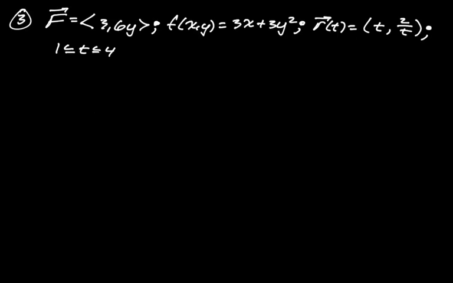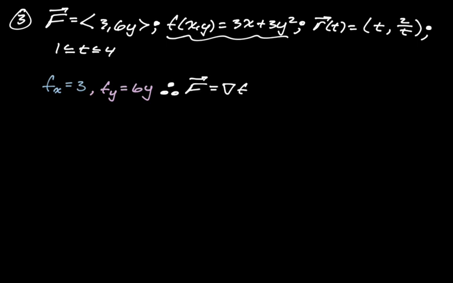Number 3, our vector field is 3, 6y. Our potential function is 3x plus 3y squared, and then our path, r of t, is going to be t, t over 2. And we are going from 1 to 4 for t values. So the first step is we've got to show that the gradient of this is actually F, so we're going to find partial x and partial y. So partial x is just 3, and then partial y is just going to be 6y. And so, in fact, we did find that F is the gradient of our potential function.